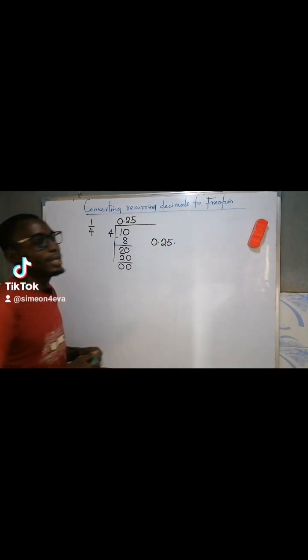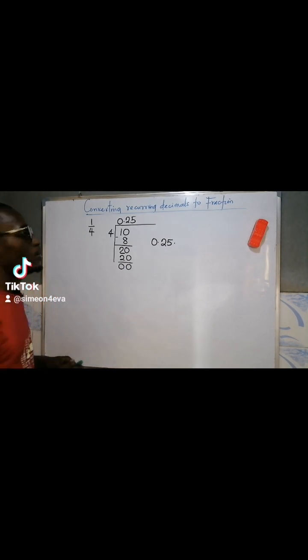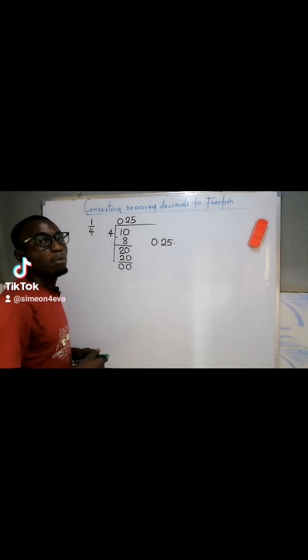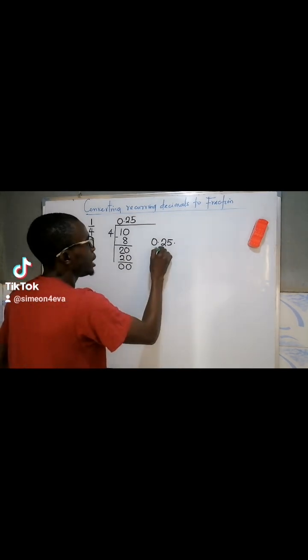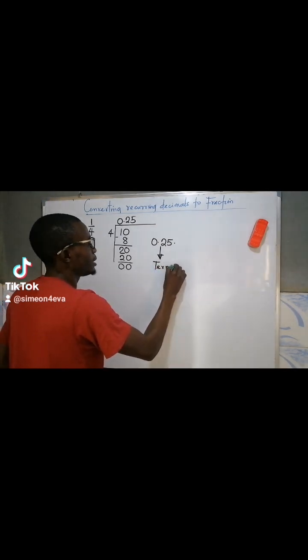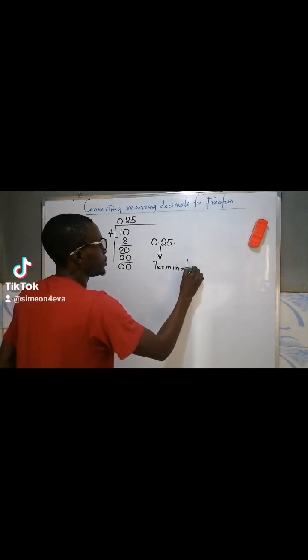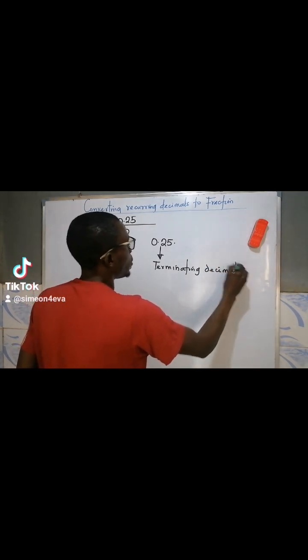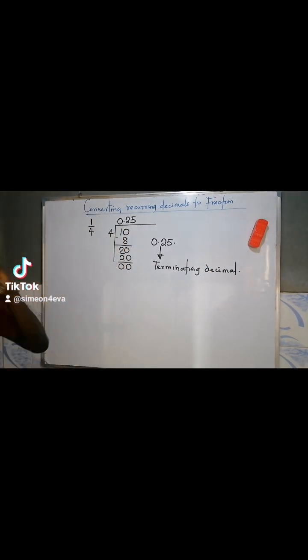Now, this is a type of decimal that terminates. It has a final number after the decimal point. And for that reason, this decimal is what is called the terminating decimal. So the first type of decimal I want you all to understand or to learn is the terminating decimal.